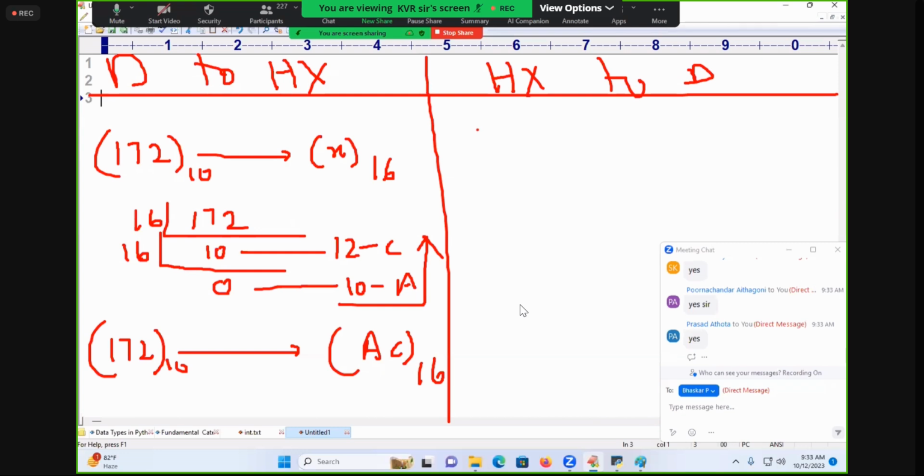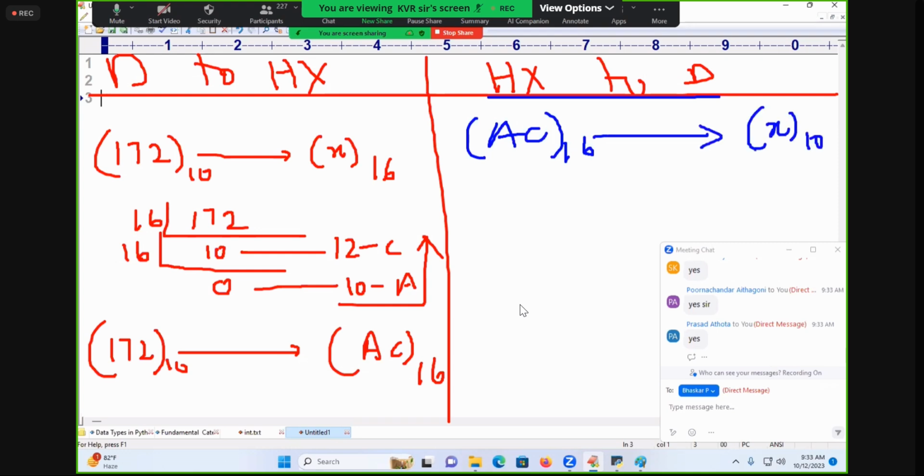Yes. Here you see, guys, the opposite side. AC of base 16 is to be converted into base 10. How can you take it? Especially you take A and C. You write 16 to the power of 0, you take 16 to the power of 1: A into 16 to the power of 1 plus C into 16 to the power of 0.